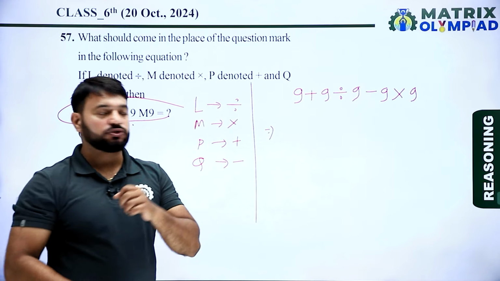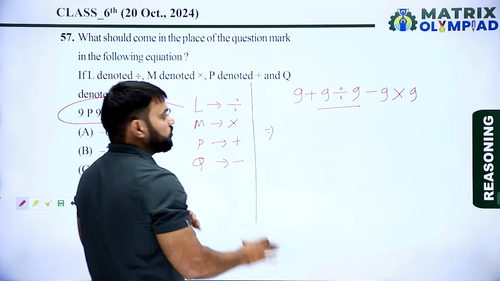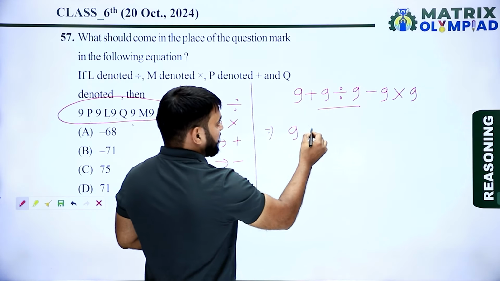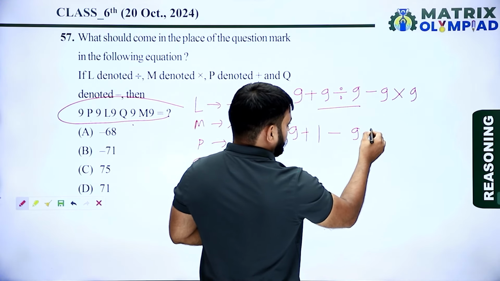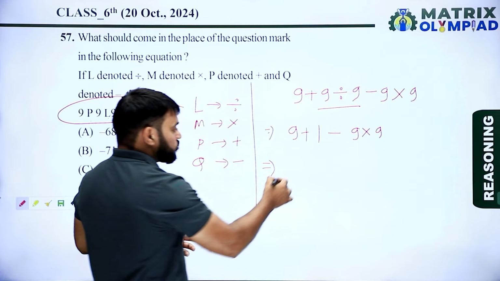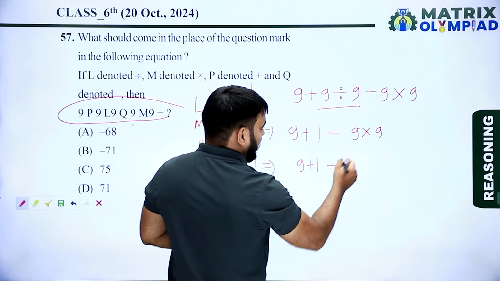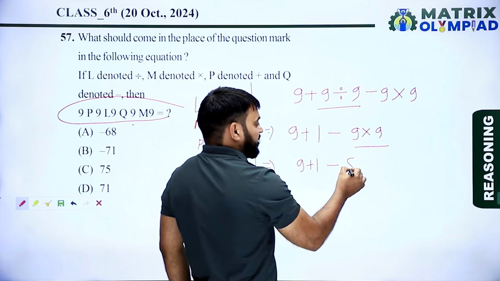So using the BODMAS rule in this equation, first divide the numbers according to BODMAS. So 9 plus 9 divided by 9 means 1, minus 9 into 9. Now multiply the numbers according to BODMAS. So 9 plus 1 minus 9 multiplied by 9, it means 81.